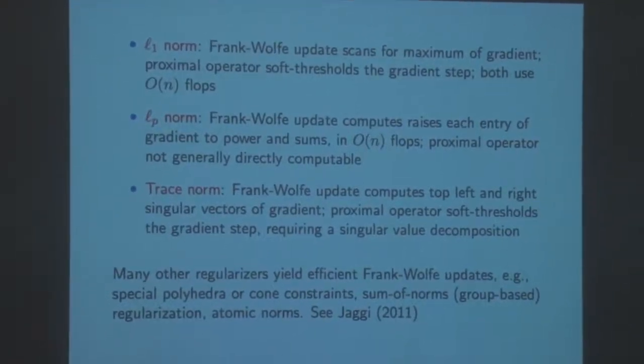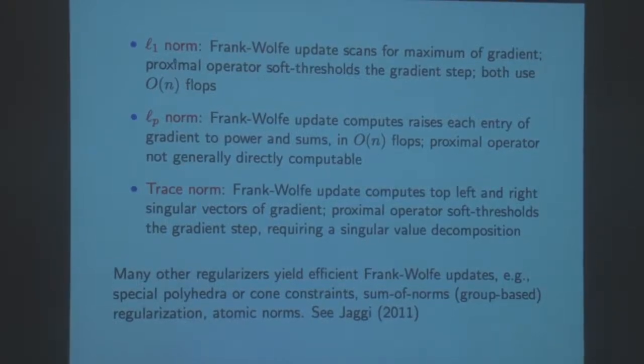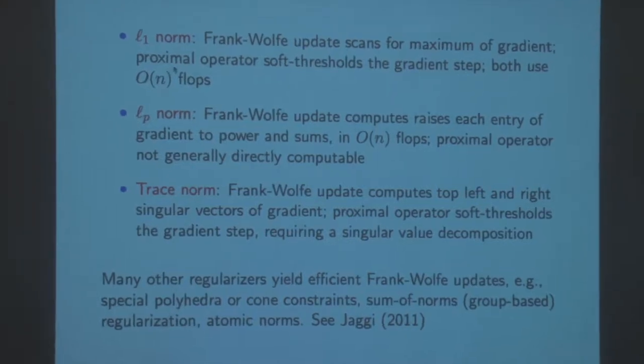So a summary of what we saw. For the L1 norm, both the prox and the projection use order n flops. Projection is a little bit more complicated than the prox operator. You can find papers with clever order n algorithms for projecting onto the simplex or onto the L1 ball. Frank-Wolfe is very straightforward for this case. It's just order n as well.